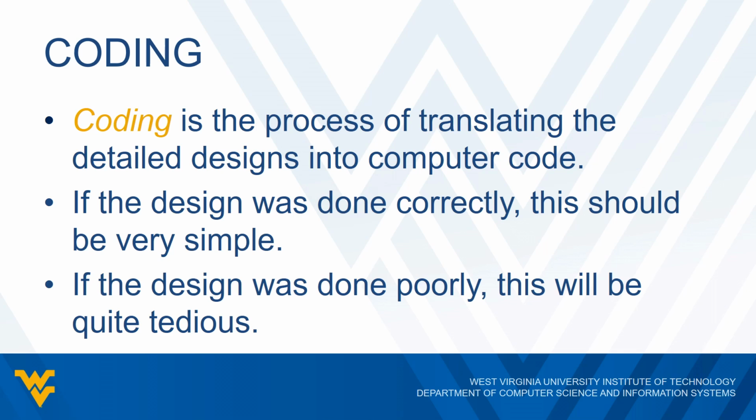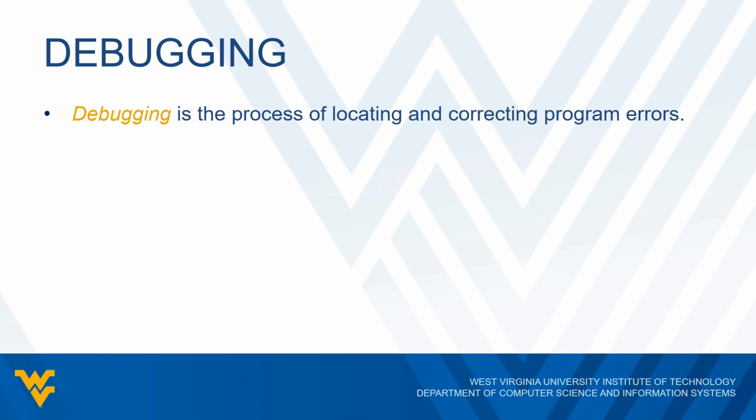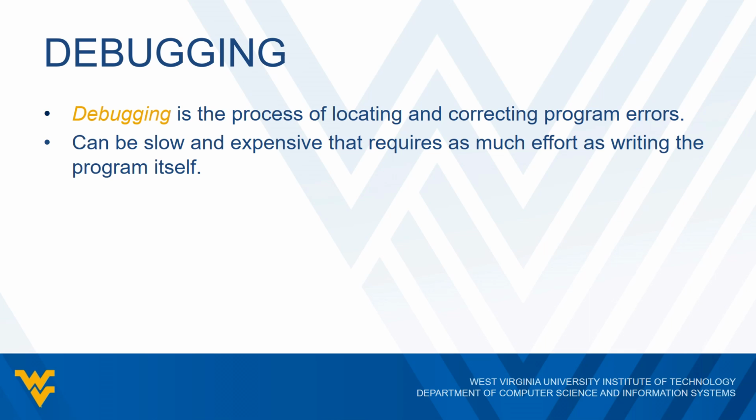So if we don't do this design ahead of time properly, then this coding process is going to be quite tedious. Now, the coding phase would also result in a written document, and it's just going to be the code itself. Debugging is the process of locating and correcting program errors. Now, this can be a slow and expensive process that requires as much effort as writing the program in the first place. And there are several different types of errors, so I want to just introduce the three main types.